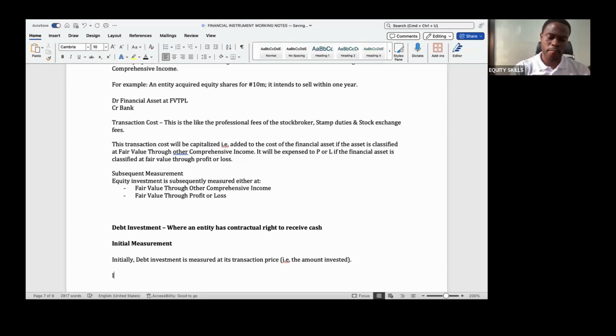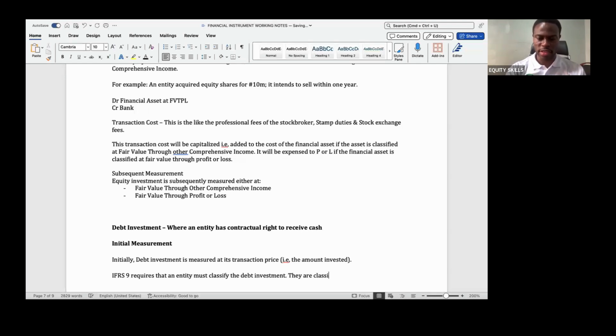Now, again, IFRS 9 requires that an entity must classify the debt investment. So IFRS 9 requires that you need to classify these debt investments, and they are classified in either of the following ways.